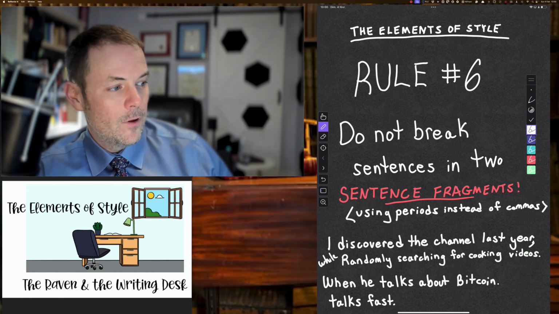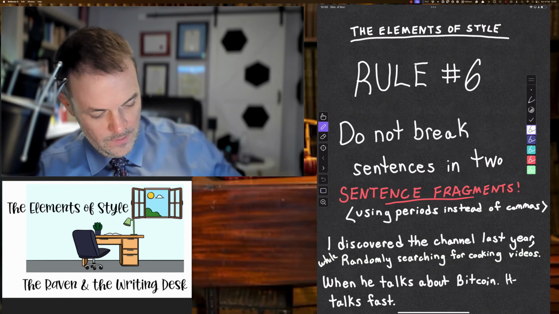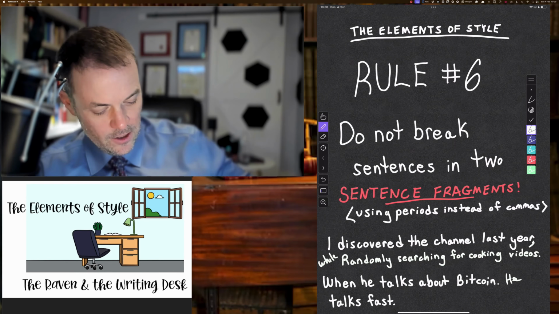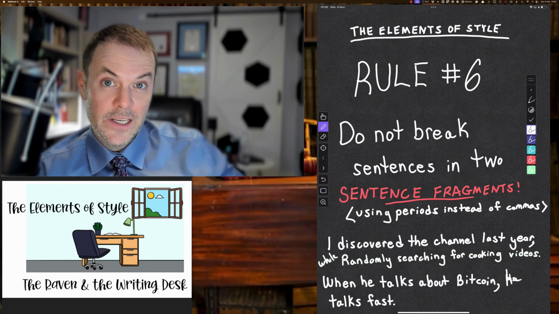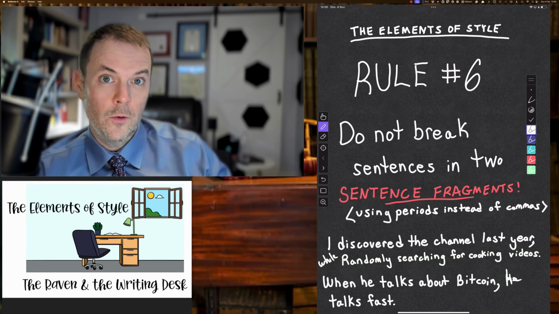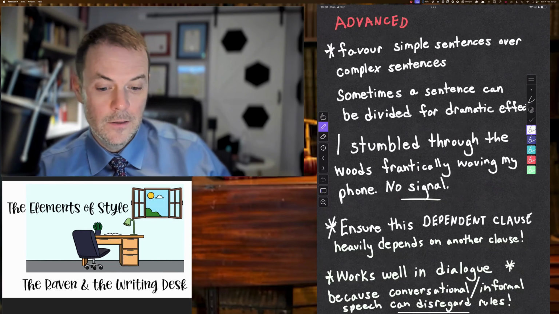In this next example, "When he talks about Bitcoin. He talks fast." Let's change that period to a comma, and the problem is fixed. So just like in rule number 5, where we're replacing the commas with semicolons to fix them, to fix a sentence fragment, more often than not, we're changing the period to a comma.